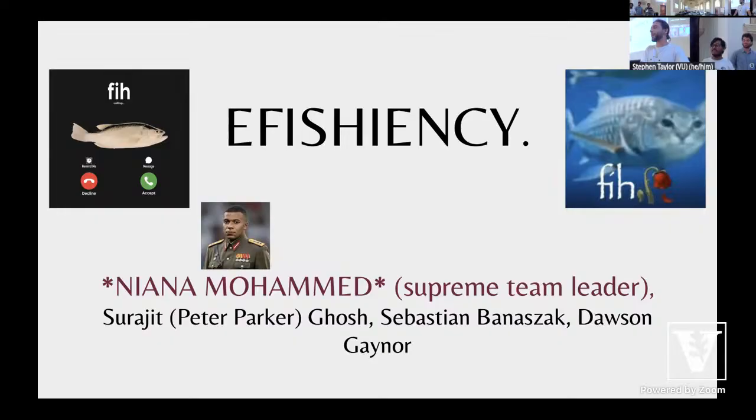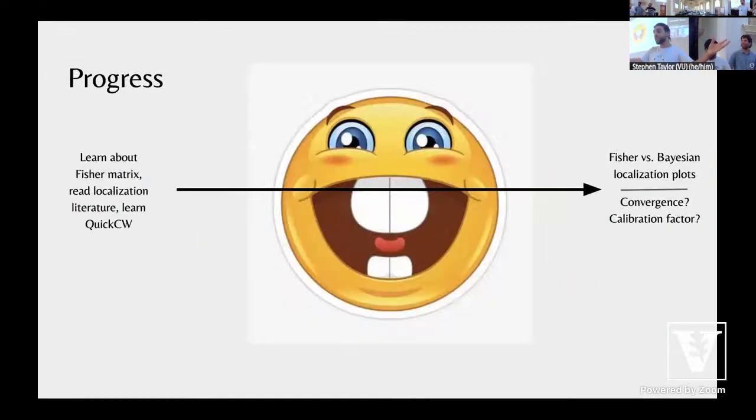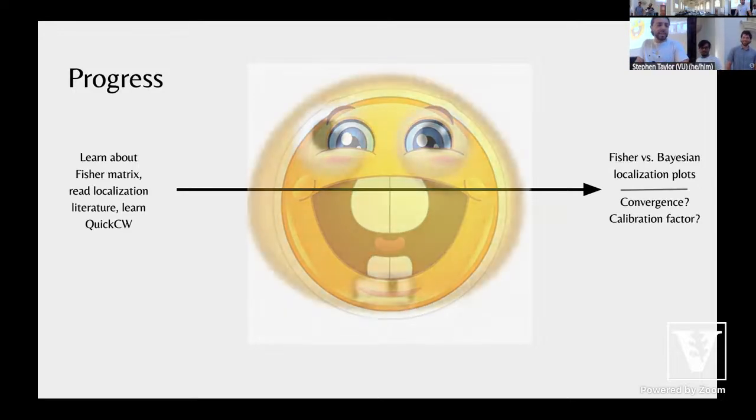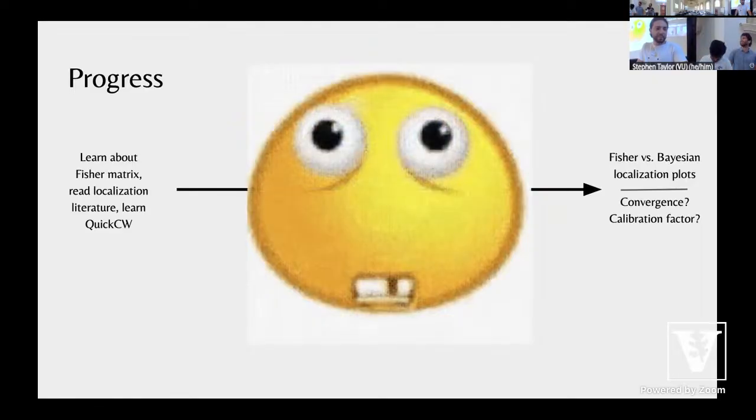But yeah, this was our project. So we're going to talk a little bit about it. A lot of struggles, so we'll also talk about that. Initially, we thought, okay, we're just going to start out by learning the Fisher matrix. We'll read some of the literature on localization and we'll just run quick CW and then we'll get some nice results. We'll be able to compare the two, see if they converge, see if there's a nice easy calibration factor. That didn't end up happening. It was a lot more complicated than that.